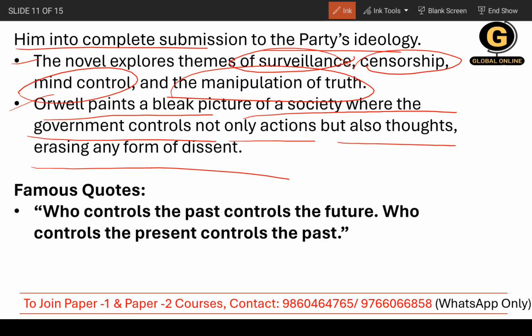Now the famous quotes, let's cover that. Who controls the past controls the future. Who controls the present controls the past. So focus on the present.